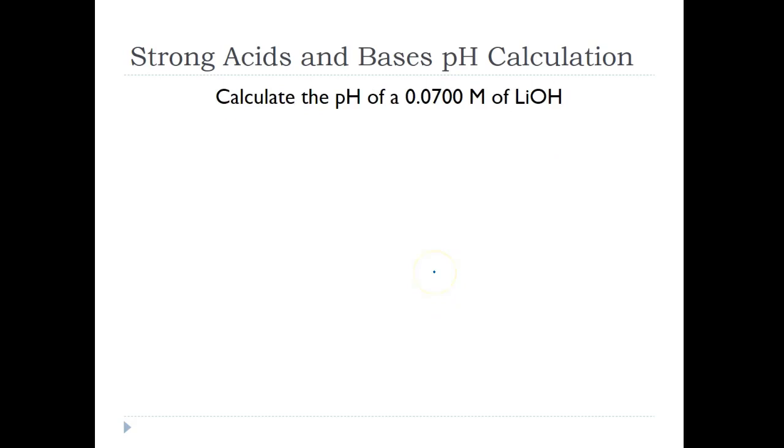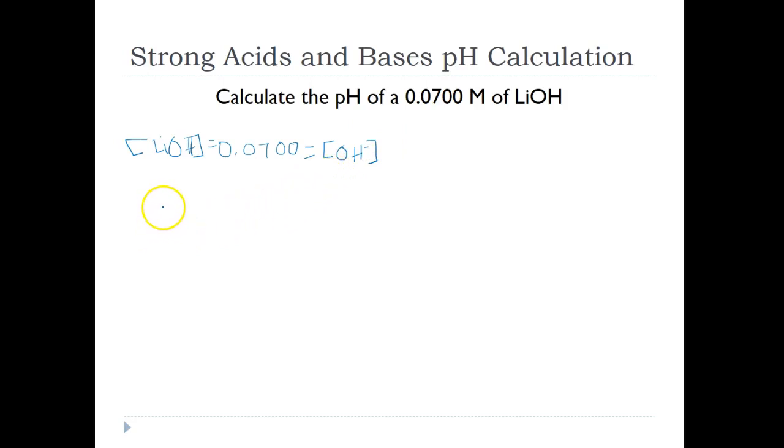Alright, one more example of a base. In this one, we've got a 0.0700 molarity solution of lithium hydroxide. So I know the molarity of lithium hydroxide is 0.07. Since lithium hydroxide is one of the 6 strong bases, I know it dissociates completely. So it dissociates into a 0.0700 molarity solution of lithium and a 0.0700 molarity solution of hydroxide.